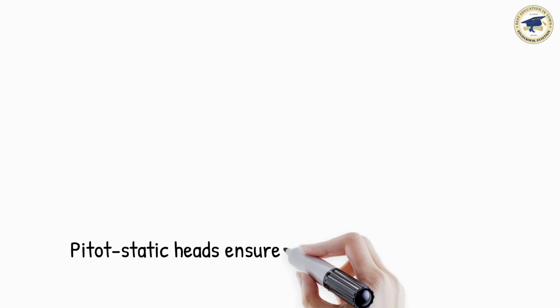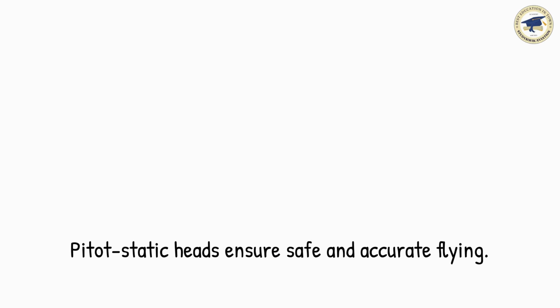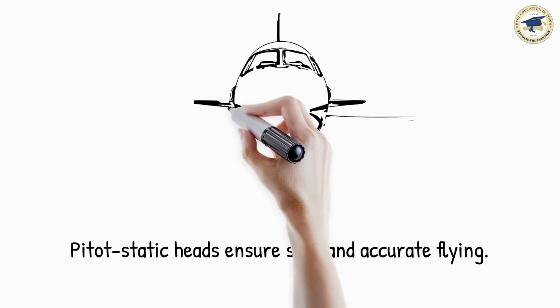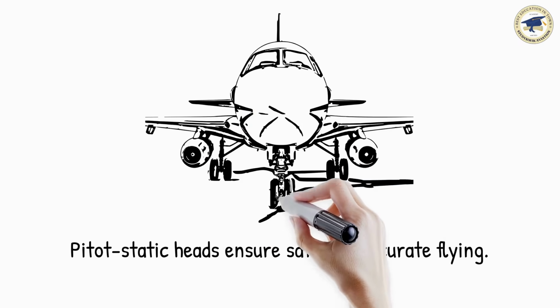Next time you see an aircraft on the ground, look near the nose. Those little probes sticking out are the pitot-static heads. They quietly ensure safe and accurate flying.